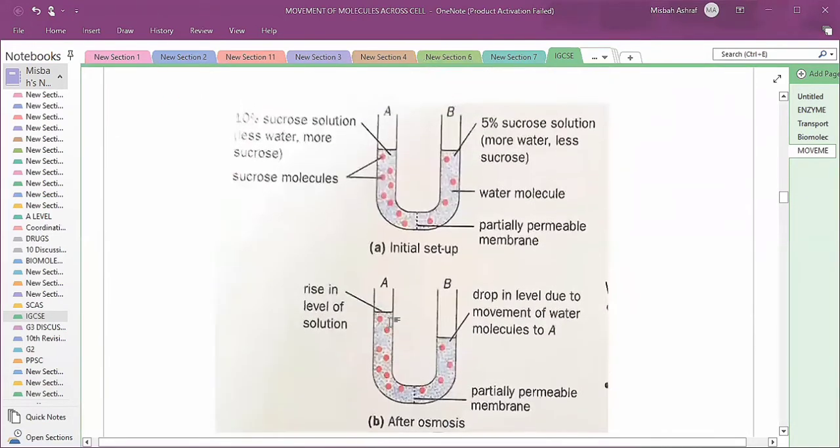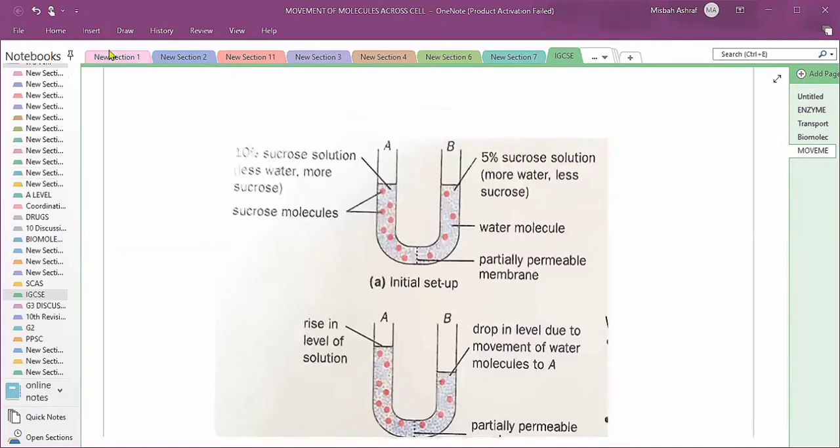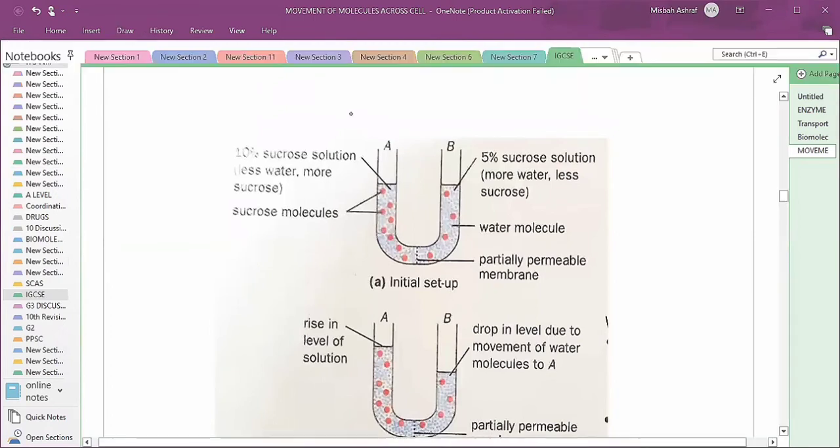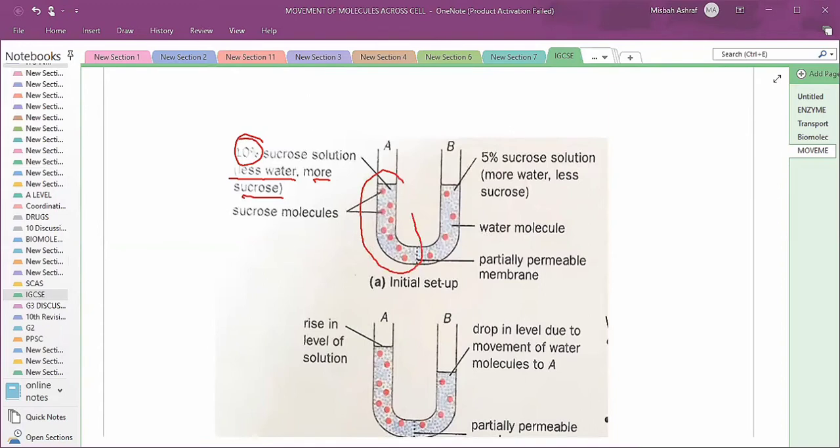Here is one example, an experiment which can also be done at school to find out about the process of osmosis. Now here you can see a 10% sucrose solution is present. It means that it has less water and more sucrose. These red ones are the sucrose molecules. On this side you can see more sucrose molecules, and these smaller blue molecules are the water molecules, right?